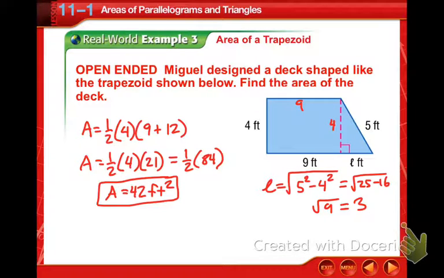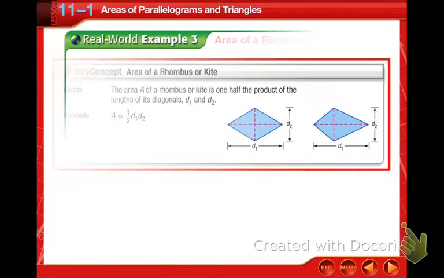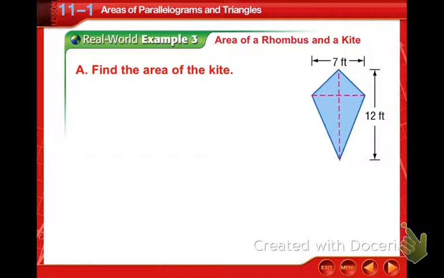Okay, next example. Now we're getting into rhombi and kites. These are actually very, very easy. Multiply 1/2 times the 2 diagonals multiplied together. That's it. So as long as they're given to you, it's very easy to find, right? And we know all these things about them, how congruent they are and how similar they are. Very easy to use. So here's our kite.